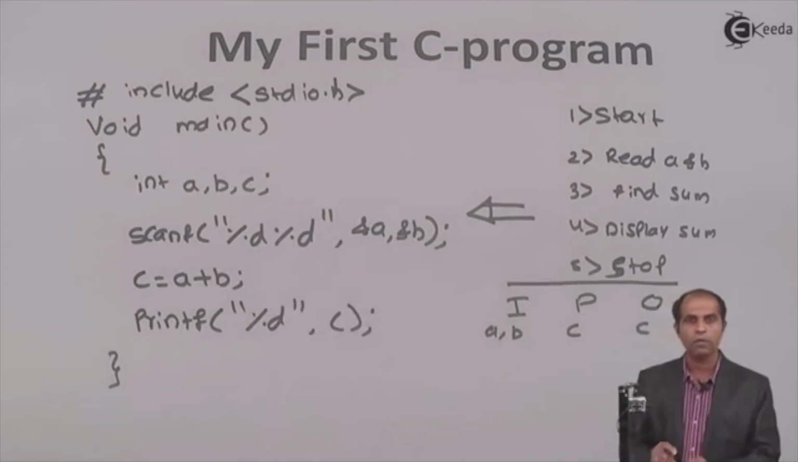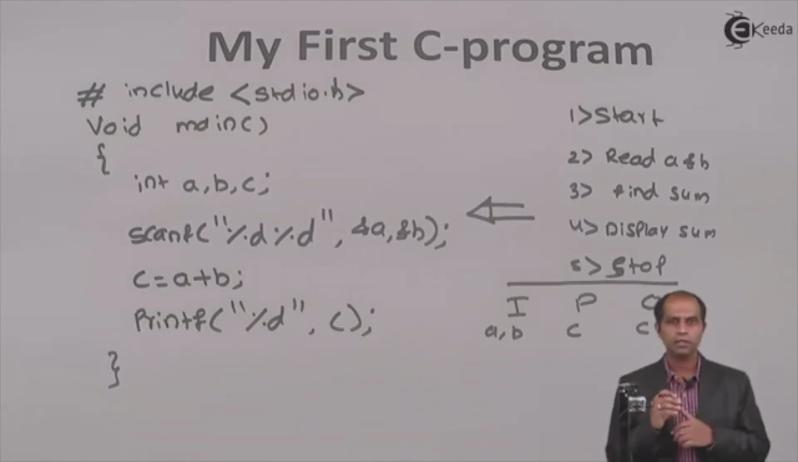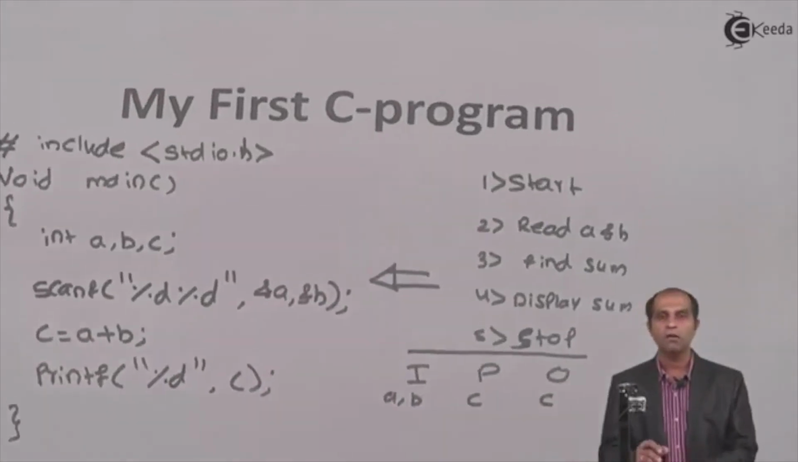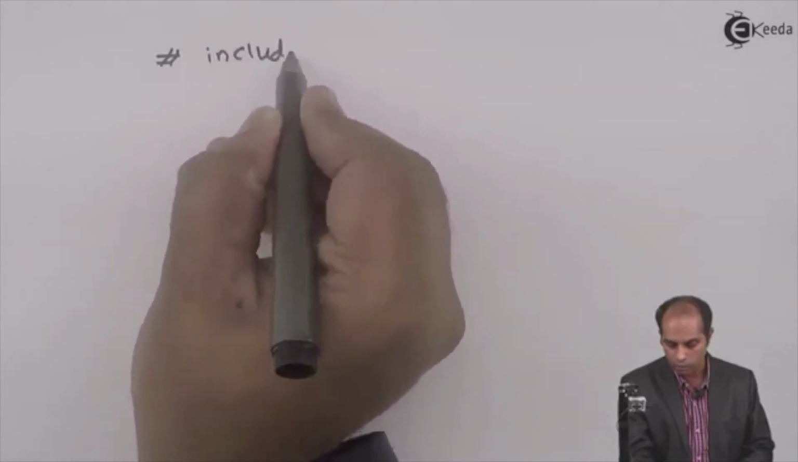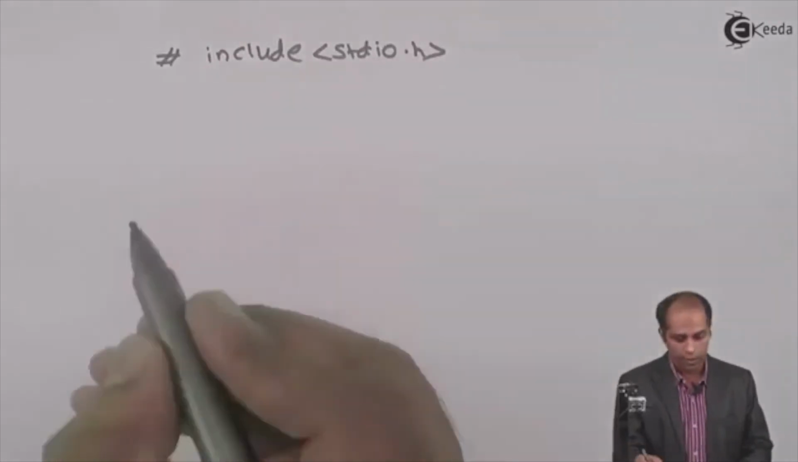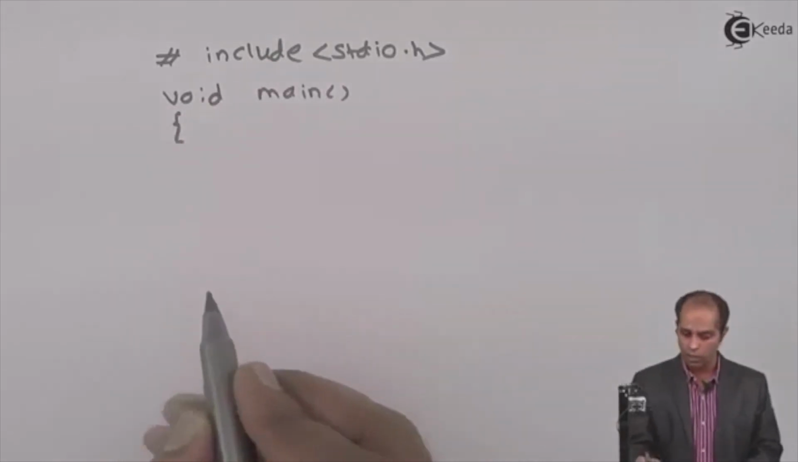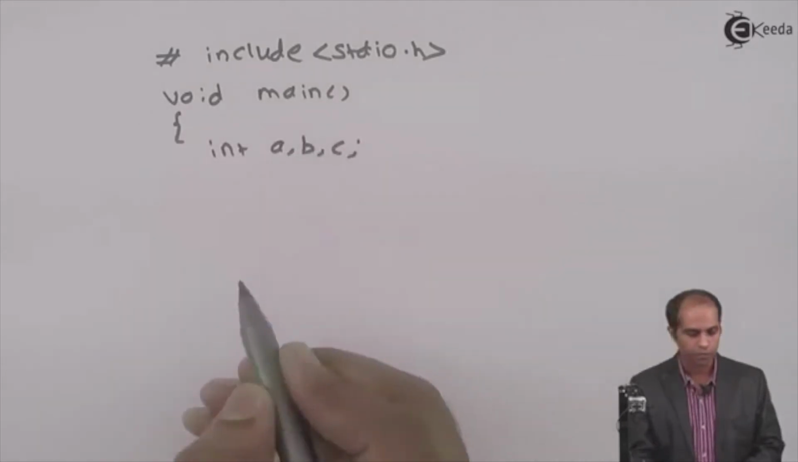But when you run this program, when you type it on the system, you will find that a lot of interactiveness is needed. Let's rewrite this program one more time and see how it can be modified. Now, let's start with the first instruction, that is hash include stdio.h. Then we'll have void main, curly brackets. Let's put the declaration as int a, b, c.